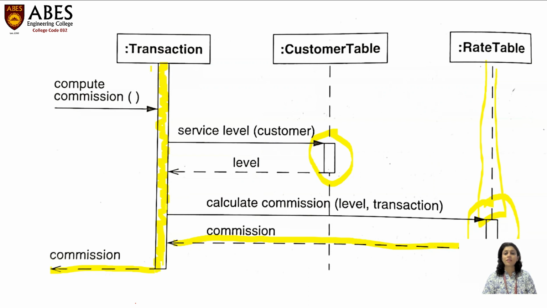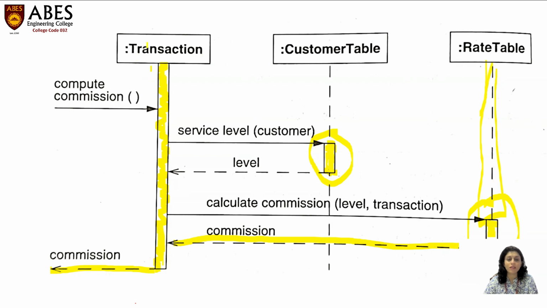Fine. But in another case, the customer table, this particular object only has a smaller lifeline. It exists only when it is being requested, and the lifeline ends as soon as its job is over. Similarly, the rate table also has a smaller lifeline. It only comes into existence when something is requested and its job is finished when its task is finished. So the lifeline need not be full length. We can cut down the lifeline as well.